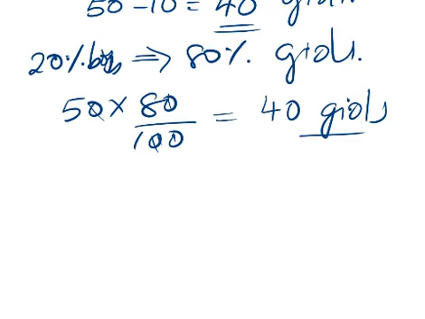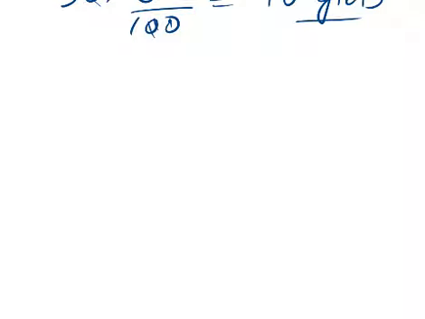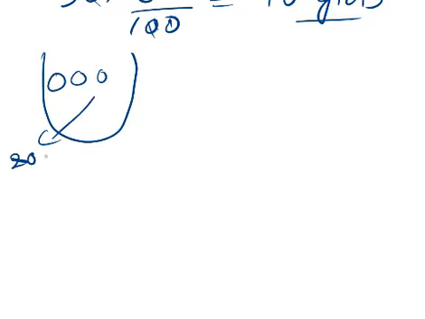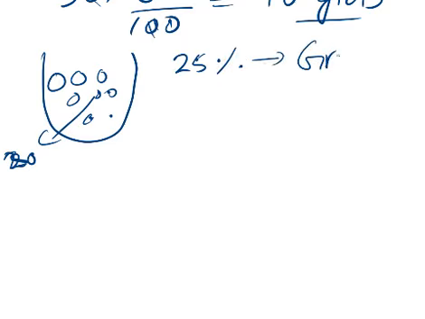Okay, we can do one more example. Suppose you have a bag and you have balls in it. Total number of balls is, let it be 20 balls. Then 25 percentage of balls are green color. Then the remaining balls are red color. So my question is, what is the number of red colored balls?